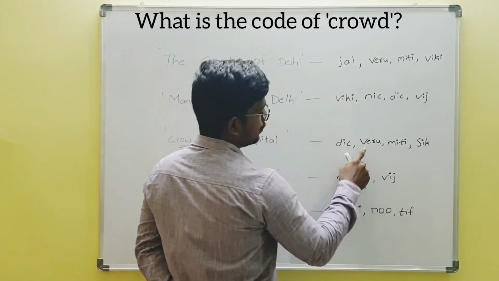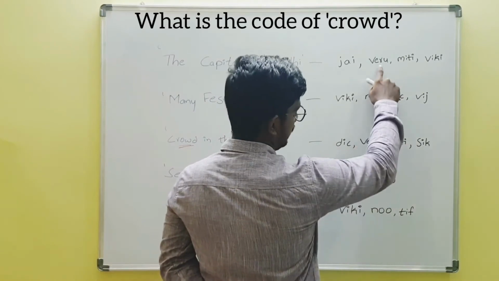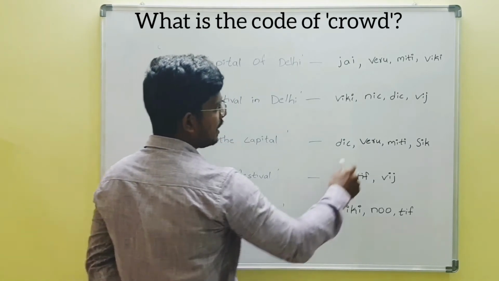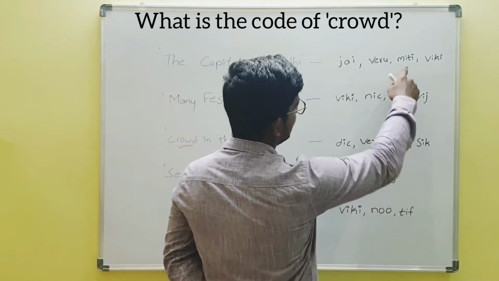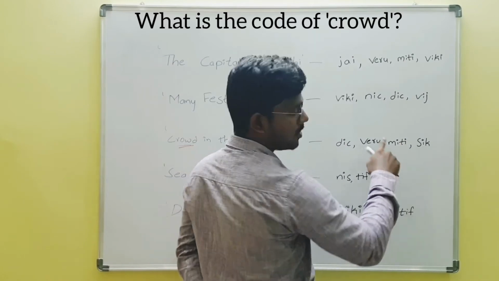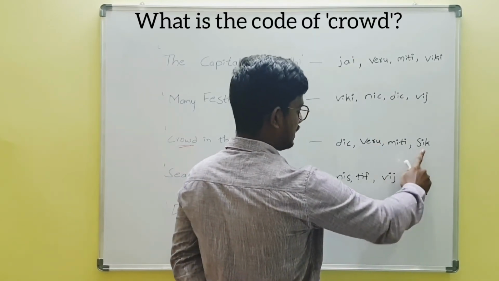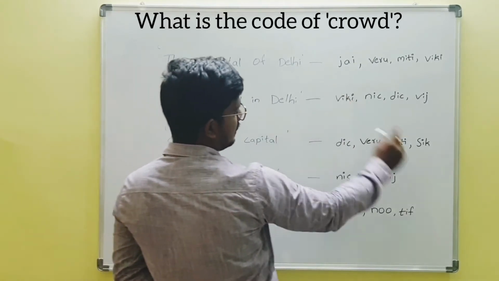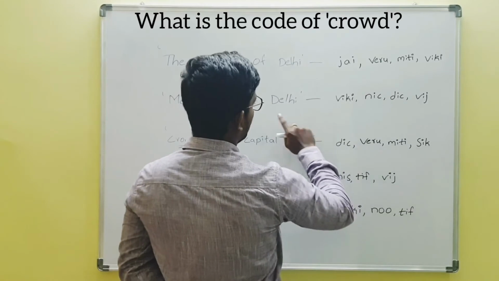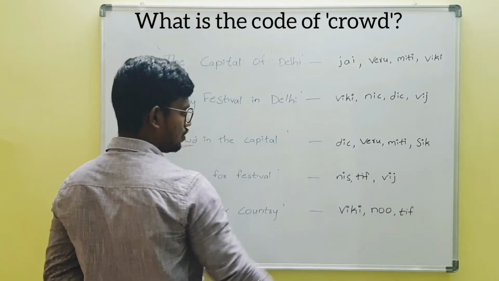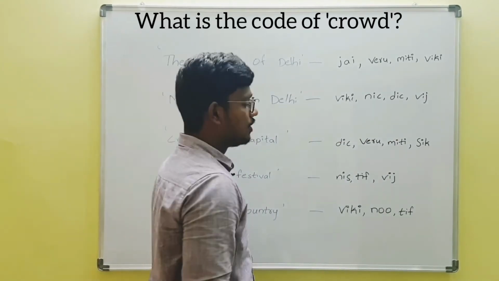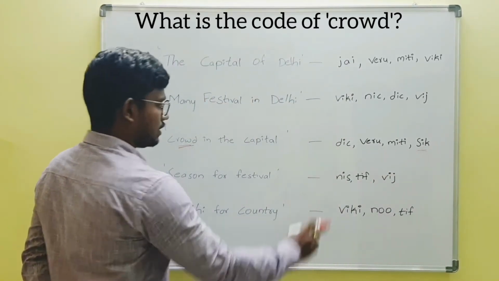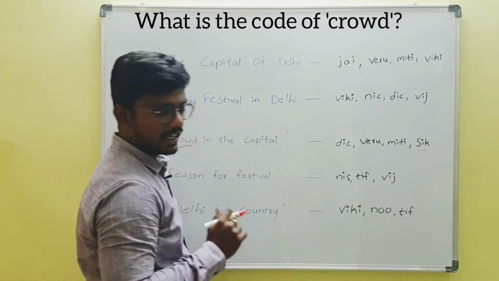If I take VERU, it is mentioned in the first statement, so VERU is not my answer. And MITI is taken in the first statement, so even MITI is not my code. And if I take SIK, SIK is not taken in any other statement. See, SIK is not used in the first statement, not used in the second statement, not used in the fourth statement, and not used in the fifth statement. So SIK is my answer. So the code for crowd is SIK.